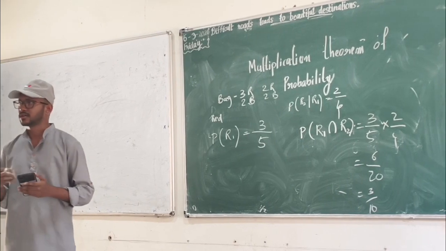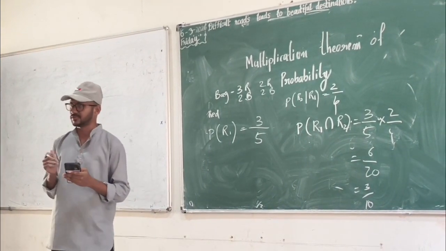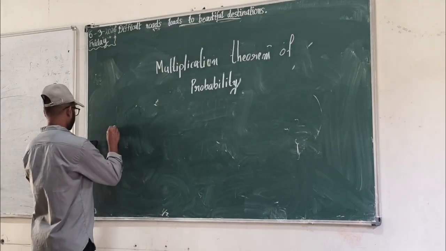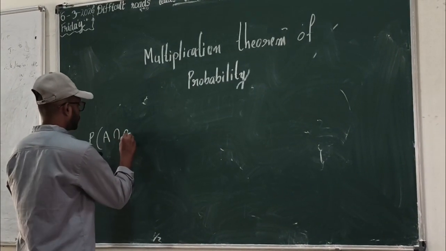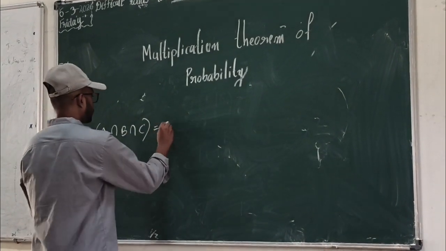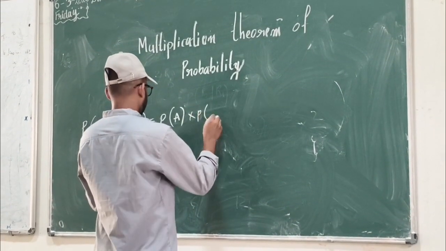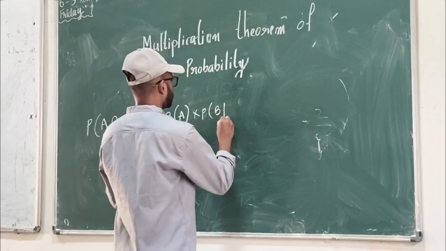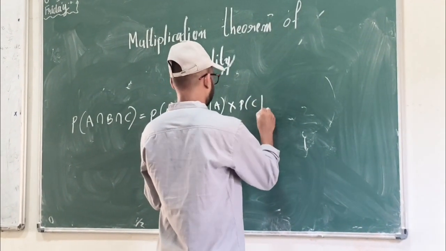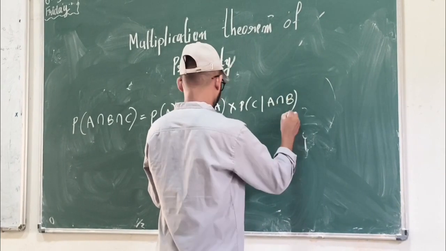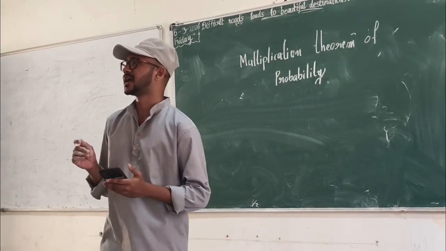Now let us discuss the general form for 3 events. The probability of 3 events happening together is equal to the probability of the first event multiplied by the probability of the second event given the first event, and then multiplied by the probability of the third event given that the first two events have already occurred. The multiplication theorem derives from the definition of conditional probability.